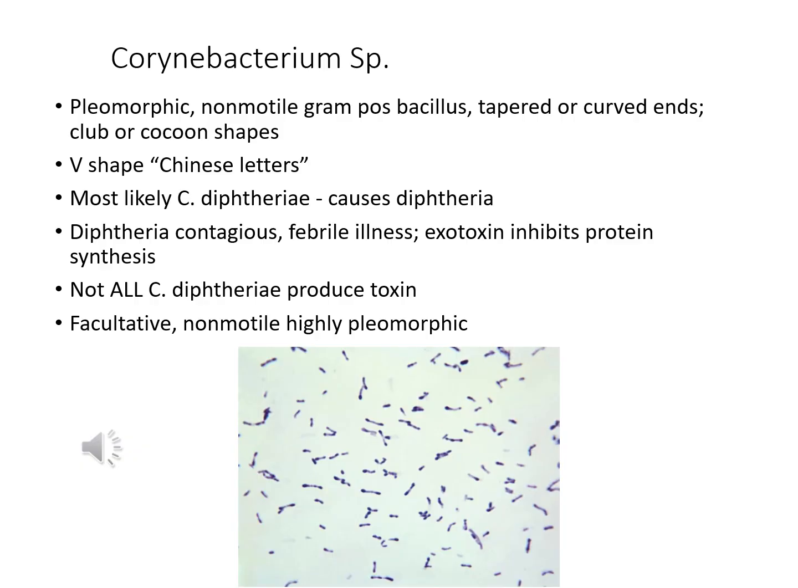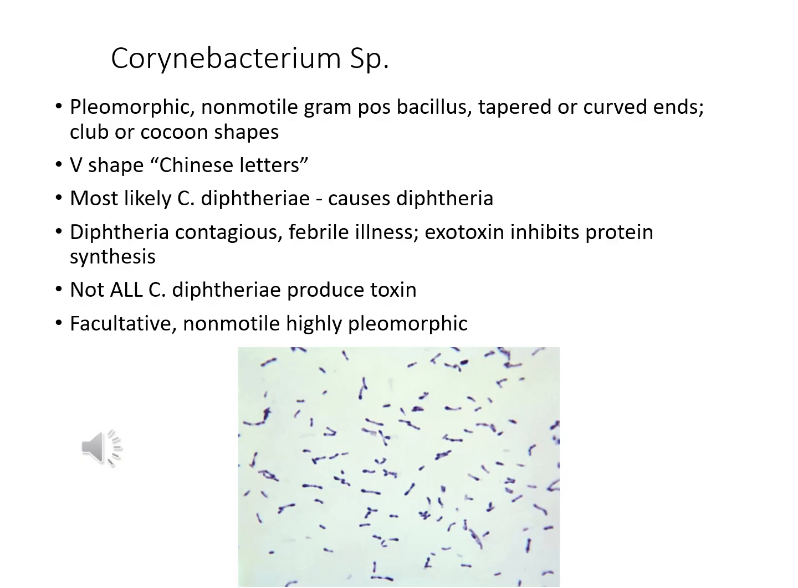So Corynebacterium is a pleomorphic, non-motile, gram-positive rod with tapered or curved ends. Oftentimes it'll look clubbed or coccoid shapes or maybe even a V shape. These are oftentimes referred to as Chinese letters just because of the configuration. Your most likely species of Corynebacterium is Corynebacterium diphtheriae, which causes diphtheria.